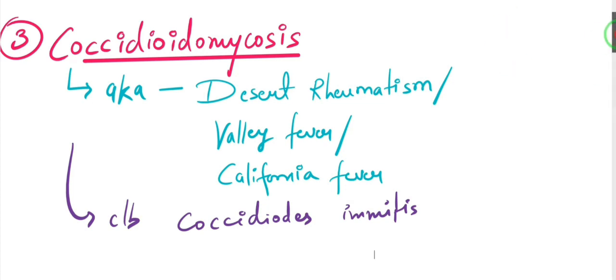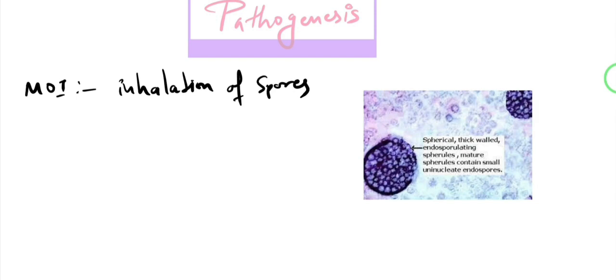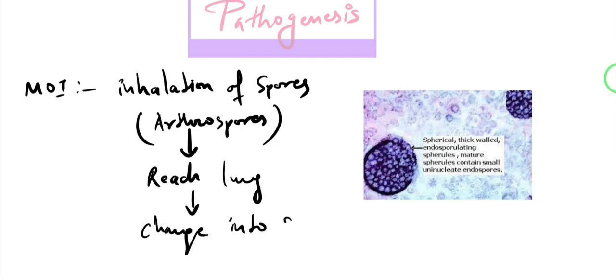Right, so let's talk about the pathogenesis. It is a systemic mycosis, so we know that the mode of infection is going to be the inhalation of the spores. Here the spores are going to be arthrospores, which are very infective, right? It is one of the types of asexual spores like we talked about. So inhalation of arthrospores is going to happen, and then these arthrospores are going to reach our lungs, and here in the lung they are going to change into a spherule. Now, what is a spherule actually?